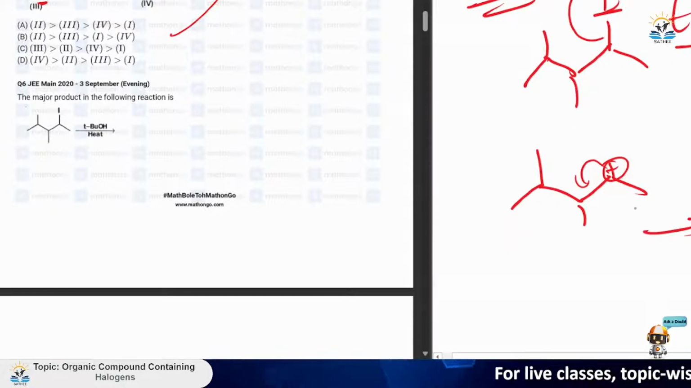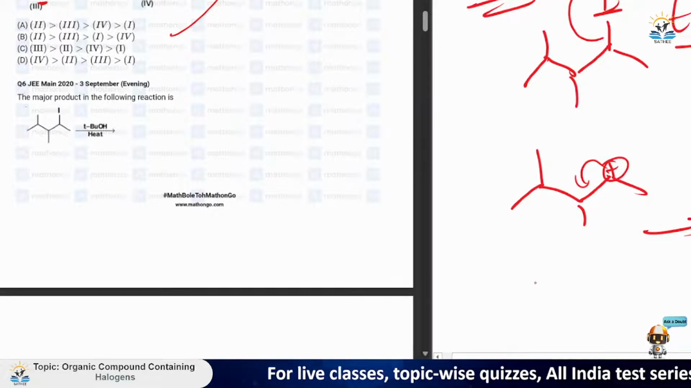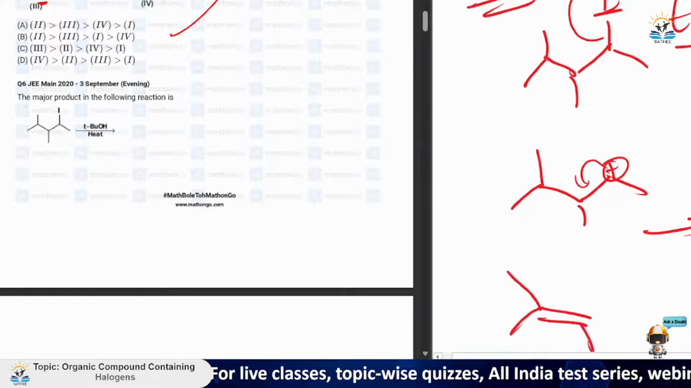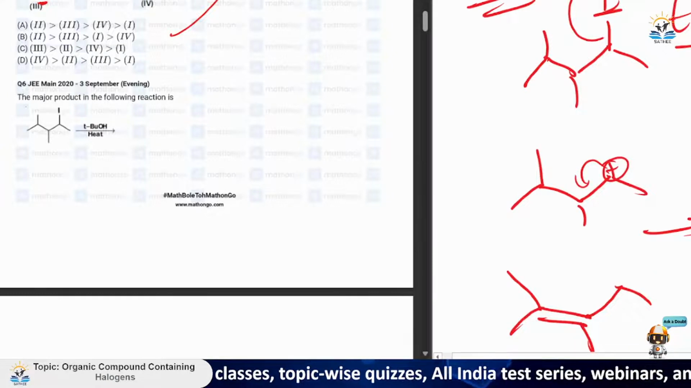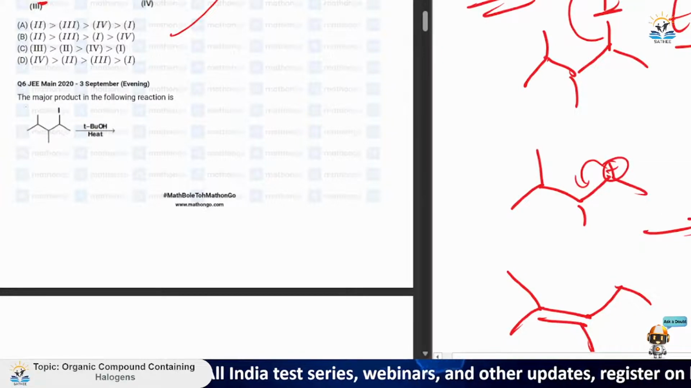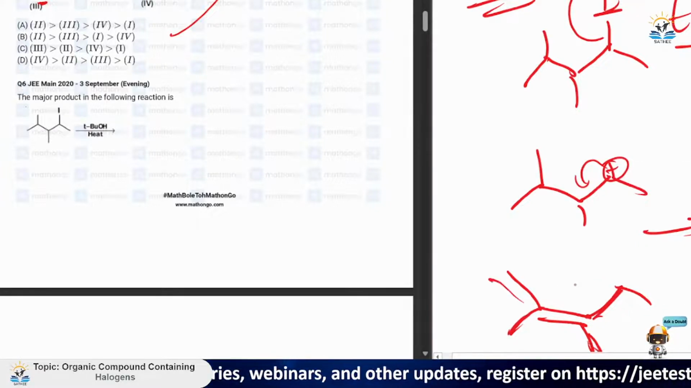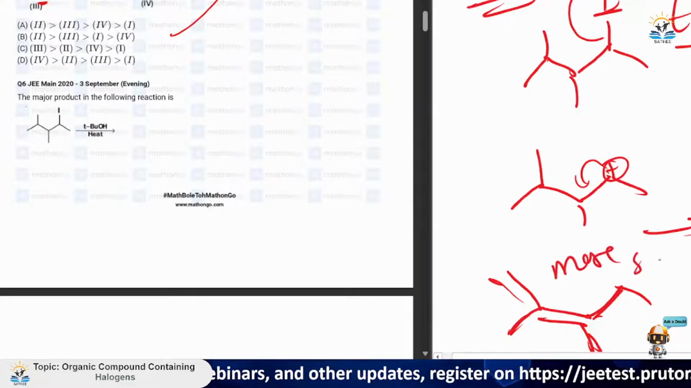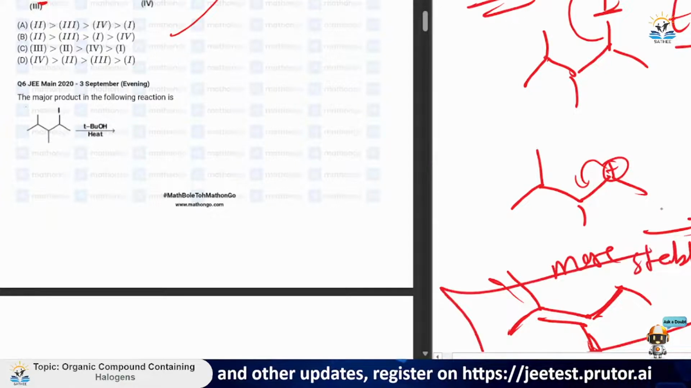Now, the hydrogen from here can come to here. There will be two products, this one and this one. Which one is more stable? Here there is a one carbon chain, while here there is a 1, 2, 3, 4 carbon chain. So this one is more stable, so this is our product.